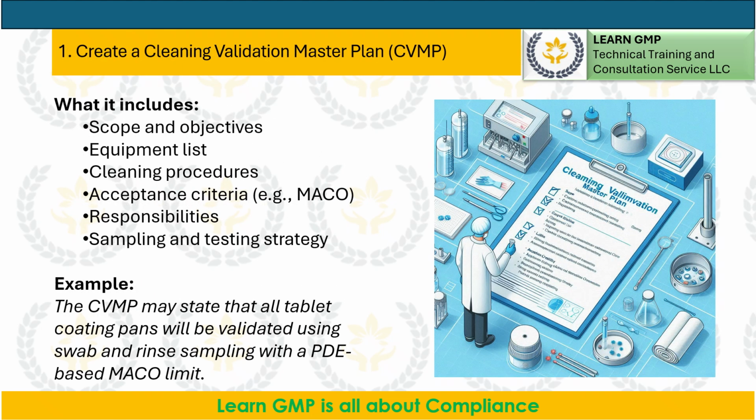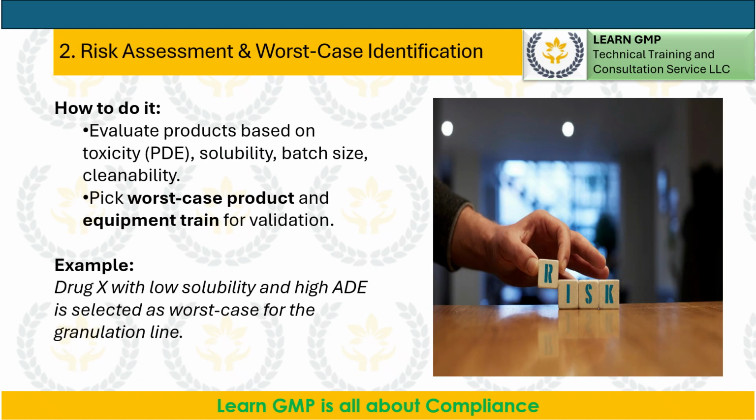The first step is to create a Cleaning Validation Master Plan, CVMP. What it includes: scope and objectives, equipment list, cleaning procedures, acceptance criteria, for example MACO, responsibilities, sampling and testing strategy. Example: the CVMP may state that all tablet coating pans will be validated using swab and rinse sampling with a PDE-based MACO limit.